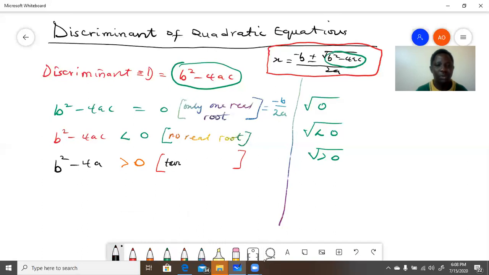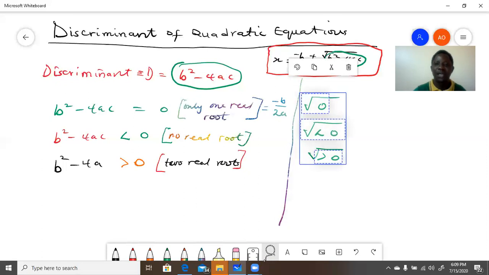So you can have only one real root, you can have no real roots, or you can have two real roots. Only one real root, two real roots, and no real roots. When I say real, it means a root that is a real number, not an imaginary number. Is that clear? Okay.